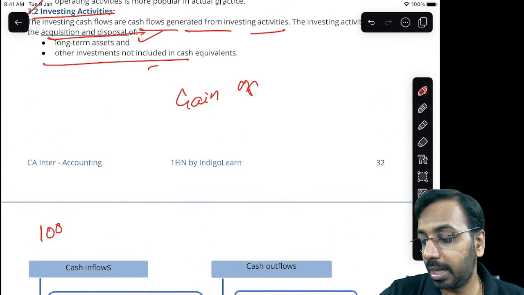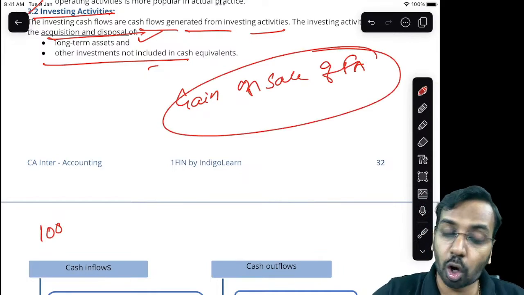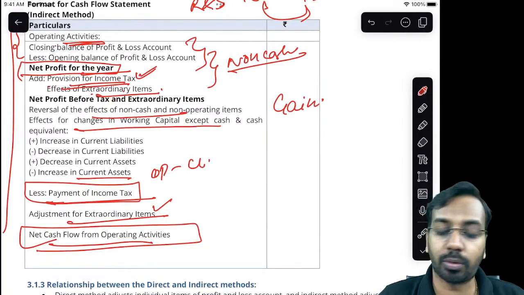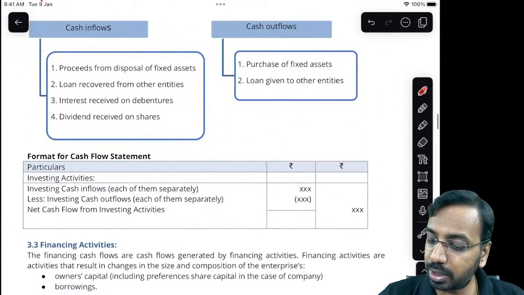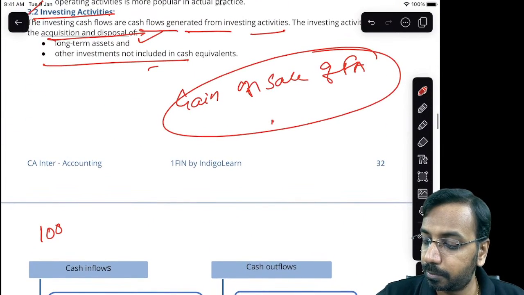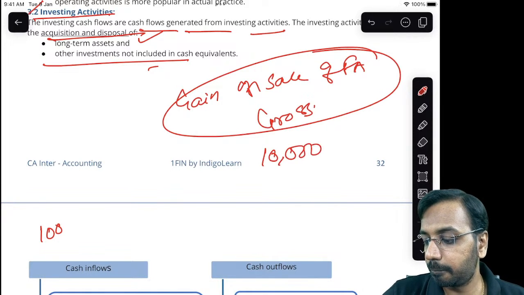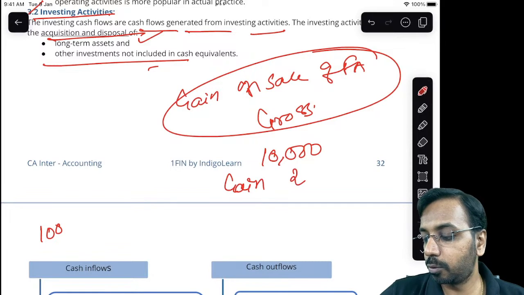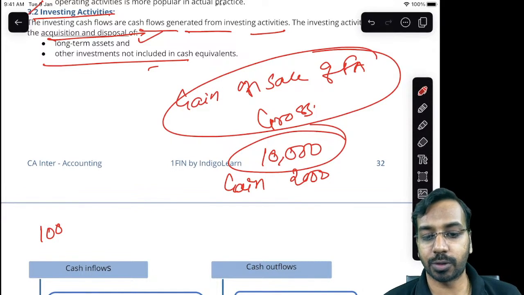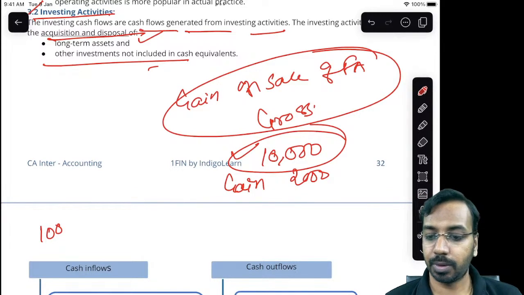In operating activity, when you do the adjustment, here you will do the adjustment for the gain amount. But when you capture the same thing for the cash flow purpose, you will take the gross amount. For example, sold for 10,000, gain of 2,000. For investment activity, the cash inflow will be 10,000. Okay.